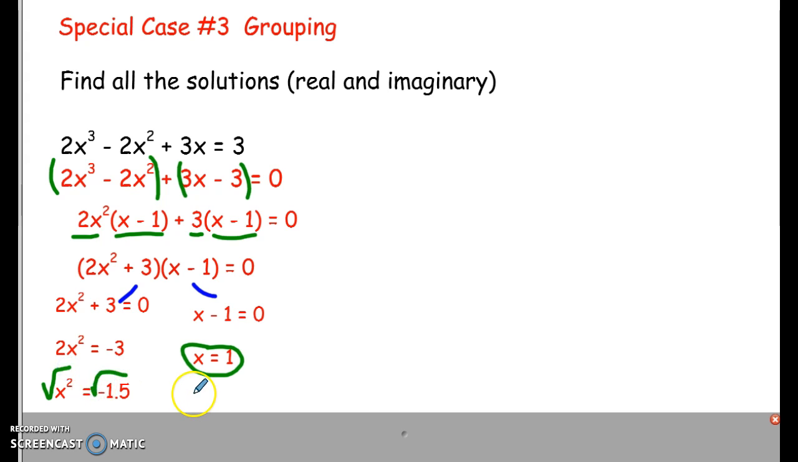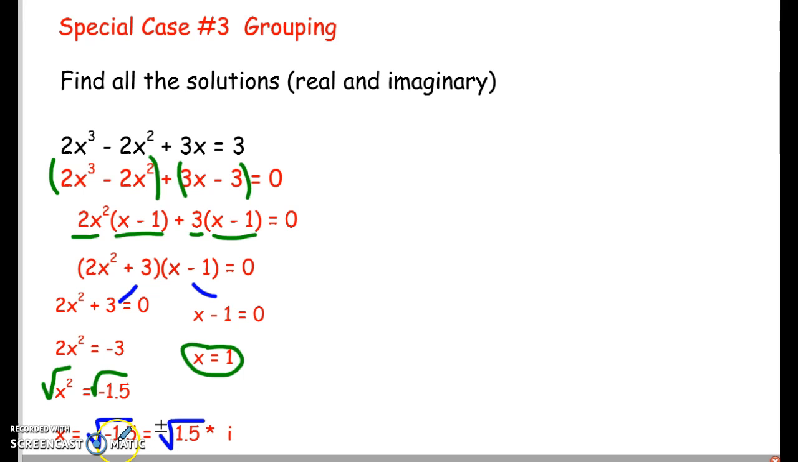It looks like we're going to get some imaginary answers. If we simplify that a little bit, we'll get plus or minus the square root of 1.5 times i for the imaginary part. And that'll be 2 more answers.